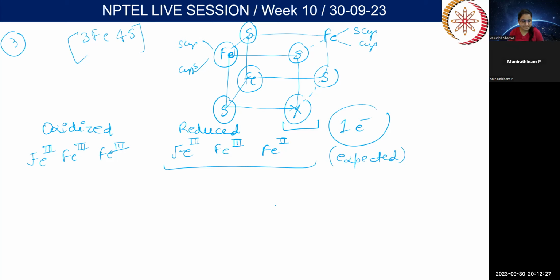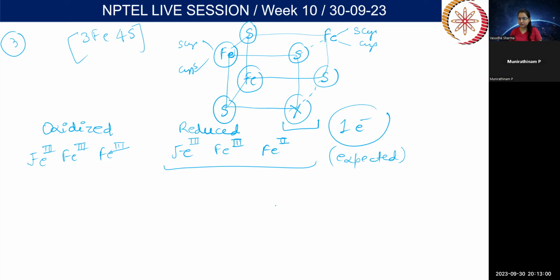Ma'am, in the oxidized form of iron, all are in the same oxidation state. Right. In the reduced form of iron, that is reduction, two irons are in +3 oxidation state and 1 iron is in +2 oxidation state. Right, because 1 electron has been added. Reduction means gaining of electron. Right, it has taken 1 electron.